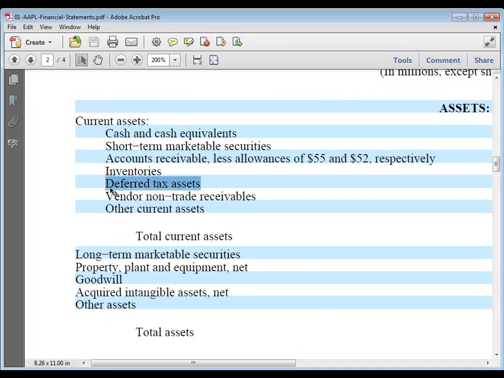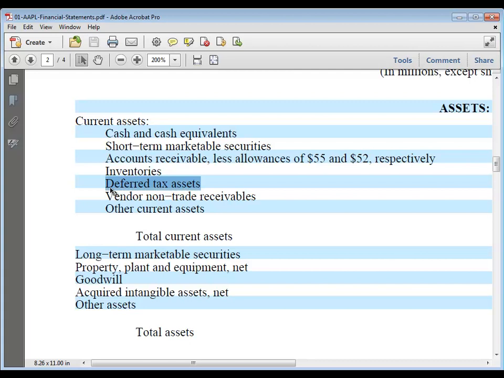Deferred tax assets, I'm going to save this for the next video and we're going to address deferred tax items there. But just for now, the basic idea here is that with deferred tax assets, the company is basically receiving a tax benefit in the future. So in the future, they will have to pay less in taxes than the government would ordinarily require. And these can arise out of a number of different circumstances.